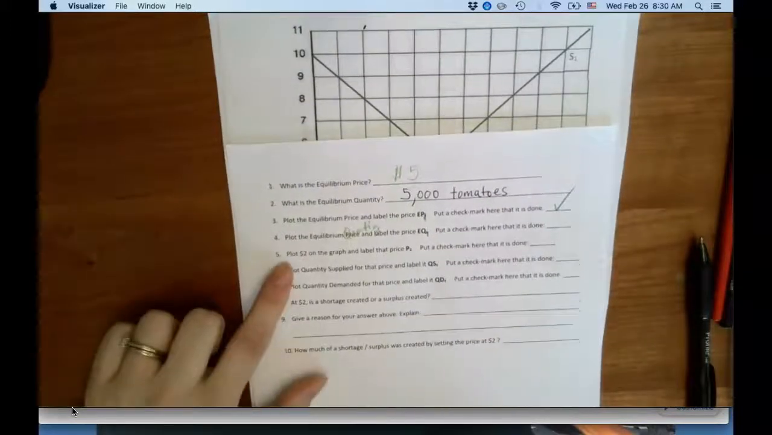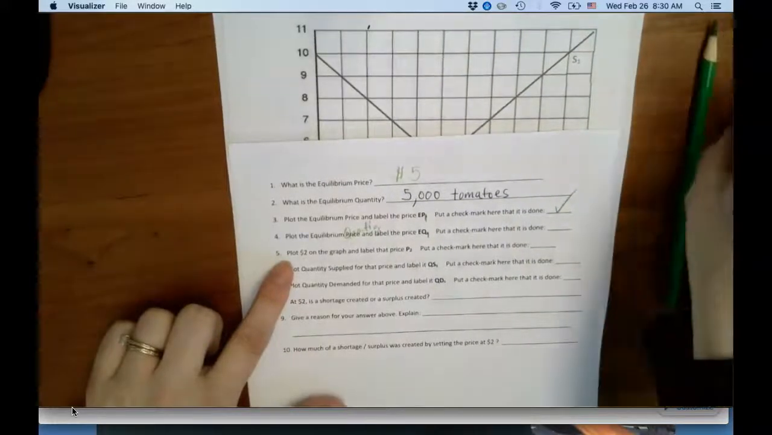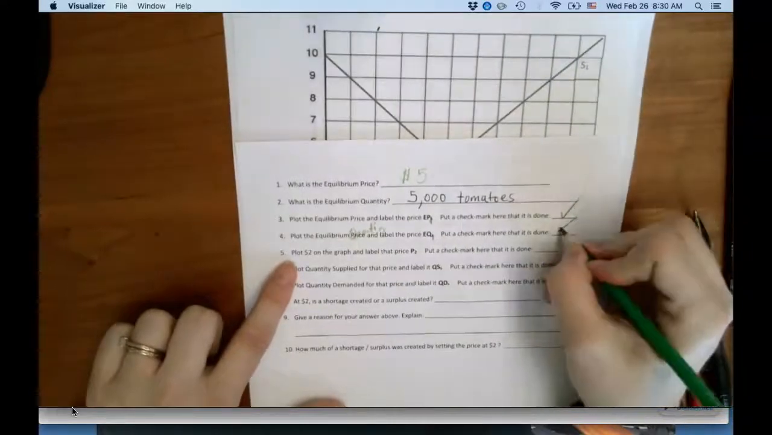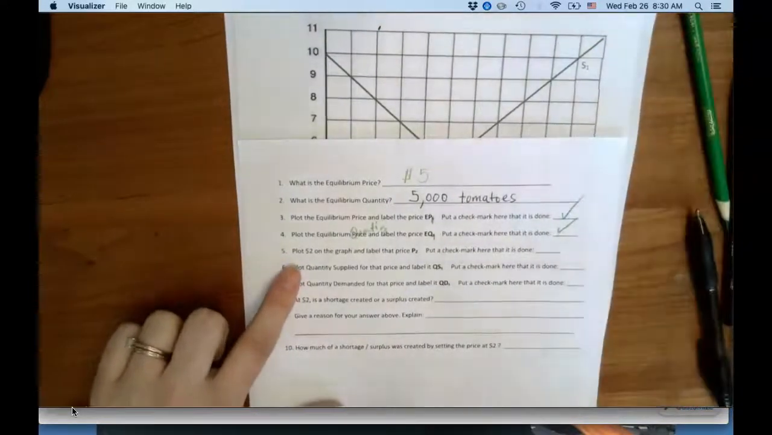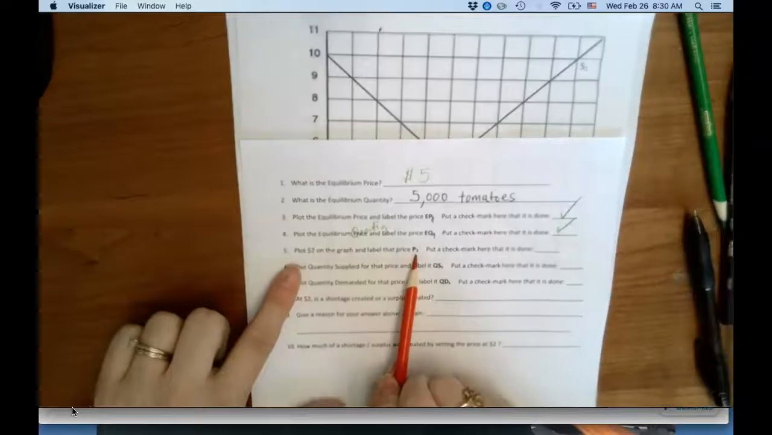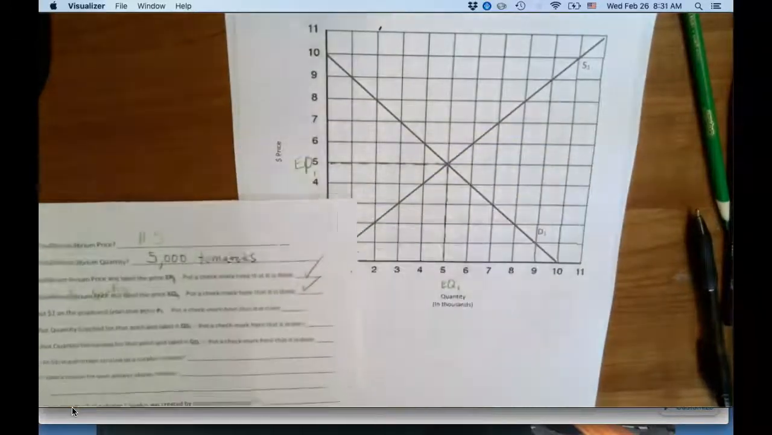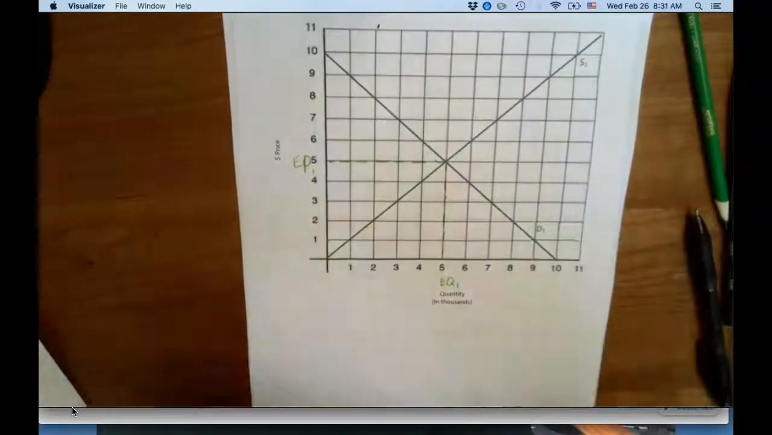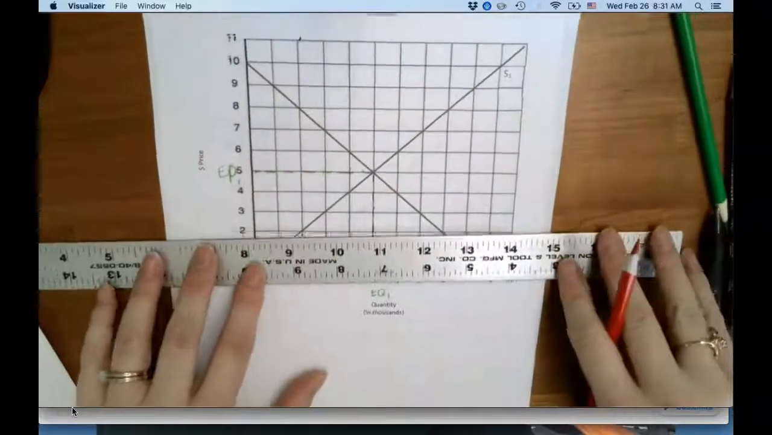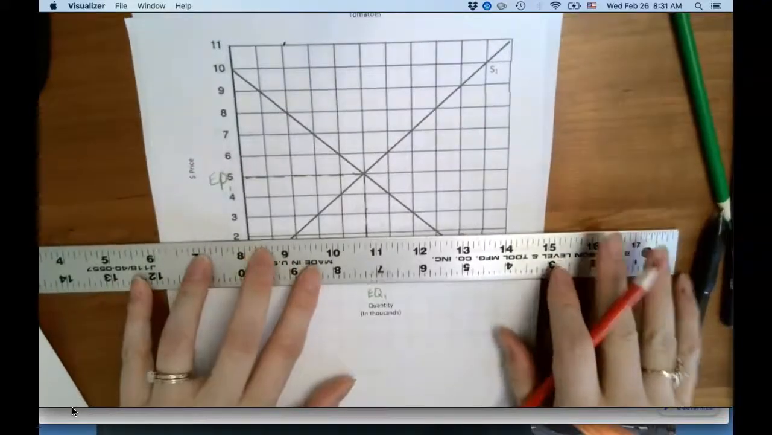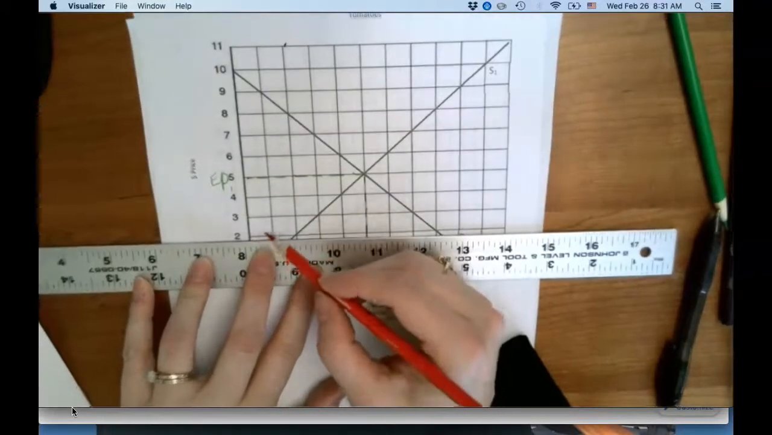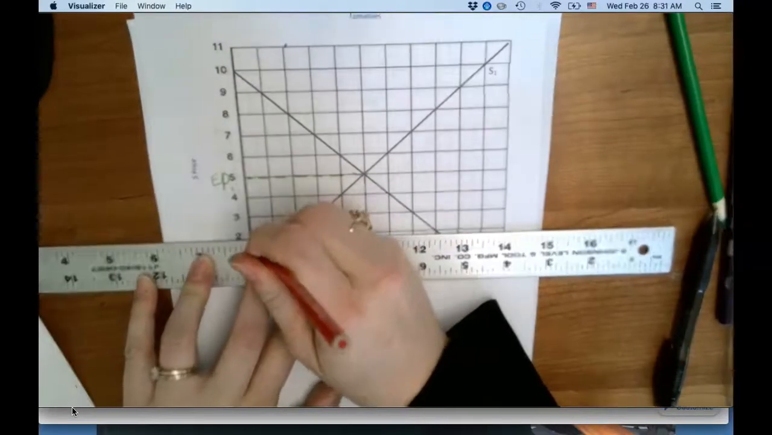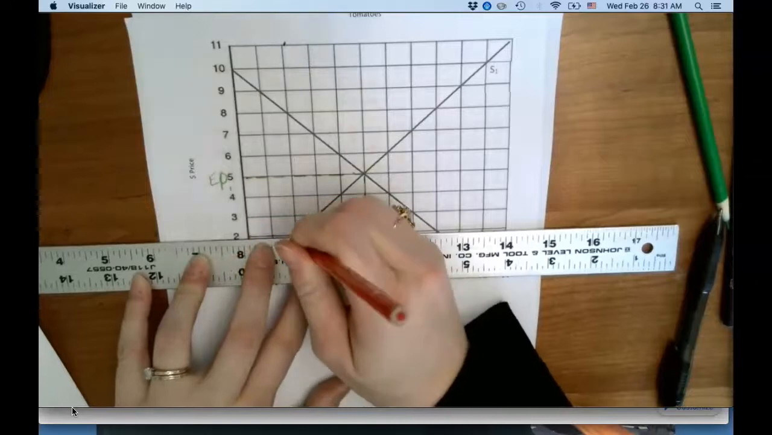Now, next step, it says plot $2 on the graph. So this is a new stage. Plot $2 on the graph and label that price P2. So I need to find $2. Okay, here's $2 here. Now, when you do this, you need to take, when it's not equilibrium and they just say, hey, plot a price, you need to take that dotted line and take it all the way across your graph.